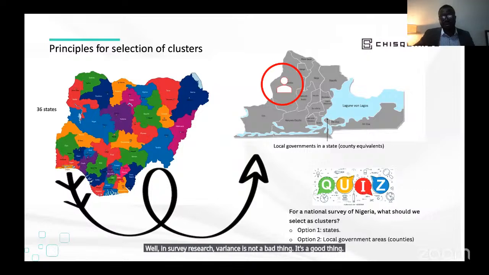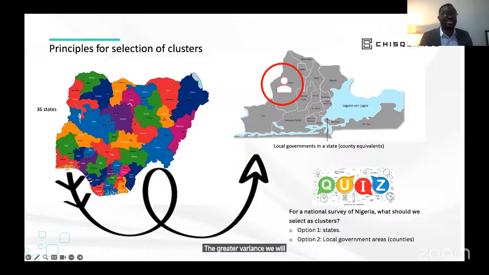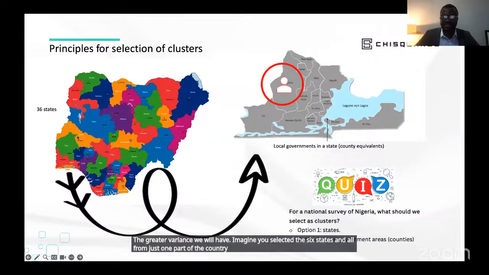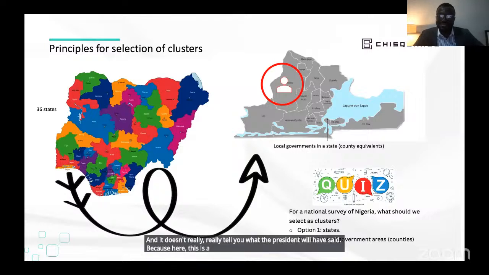So the more distributed our geography is in terms of how we select people, the greater variance we will have. Imagine you selected the 6 states and all from just one part of the country. Obviously, the variance is going to be very small, and it doesn't really tell you what the president would have said, because this is a very biased sample, right?